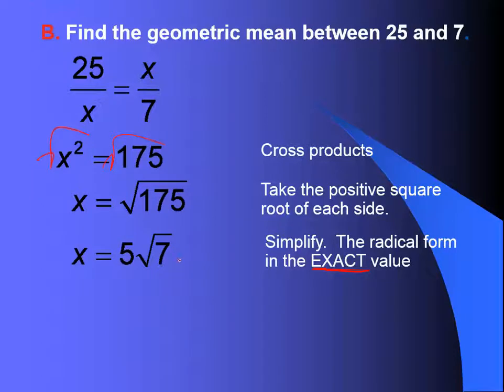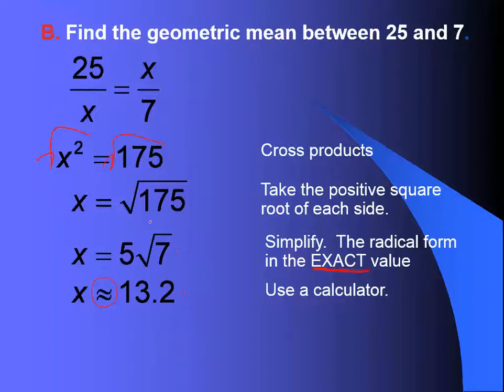If we use our calculator to find the square root of 7 or the square root of 175, then we get a decimal. Because we rounded that decimal, it is an approximate value. So this little squiggly equal sign means approximate value. You need to know the difference. This is exact, this is approximate.